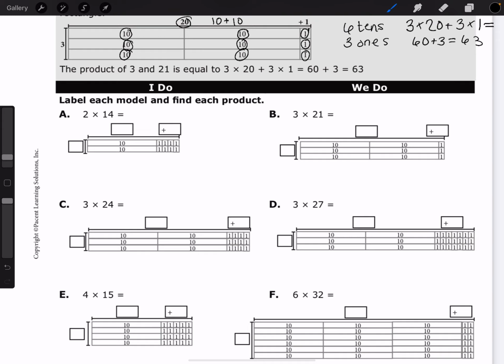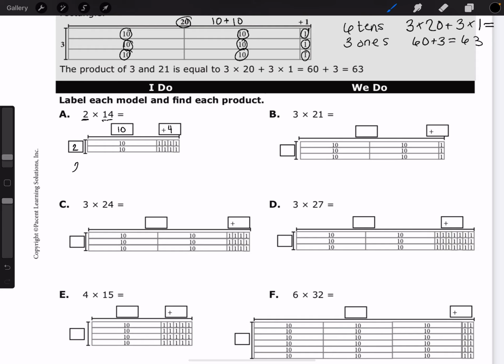All right, so now on A, we have 2 times 14. So I know the 2 is the 1-digit number and the 14 is the 2-digit number. Did I say that right? 2 is the 1-digit, 14 is the 2-digit. So in this box, there's only one, so I know it's the 1-digit number, so that's the 2. And then the 14 would need to have the 10 plus the 4.